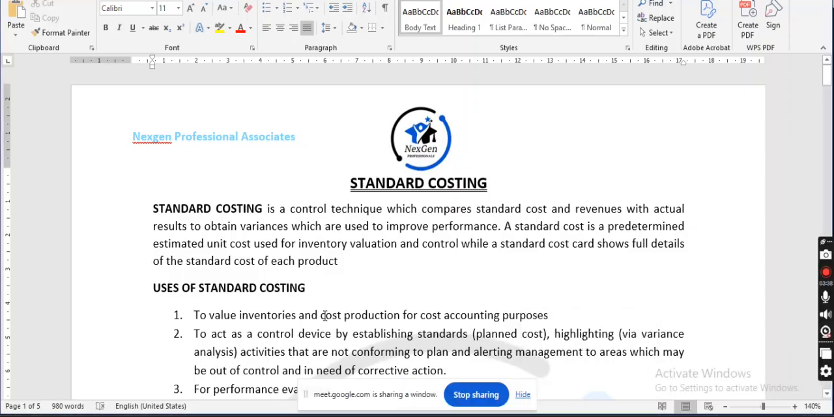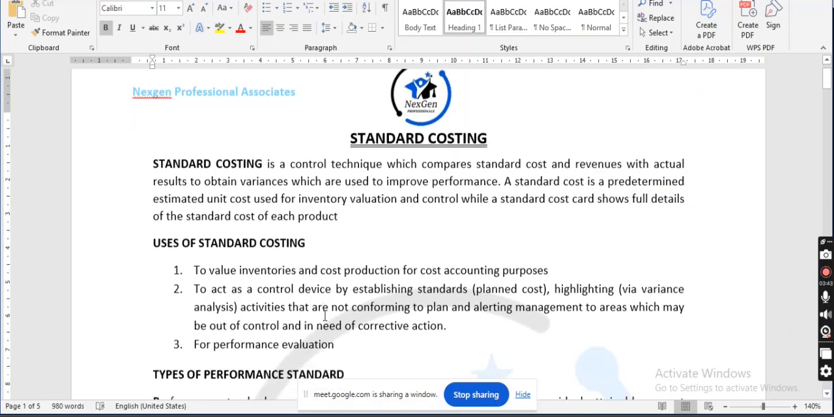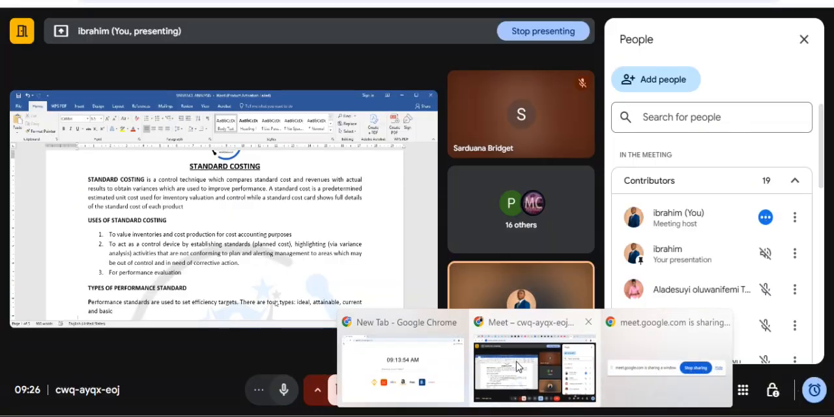Now, uses of standard costing. It's used for valuation of inventory. When you want to value the inventory, either using marginal costing or absorption costing, it will be clearly stated that the company operates on marginal costing. So you should know that if it is marginal costing, when you want to value your inventory, you use the variable cost, and that is your closing inventory. If the question says they operate on absorption costing, you should know that absorption costing is full cost. We'll get there.